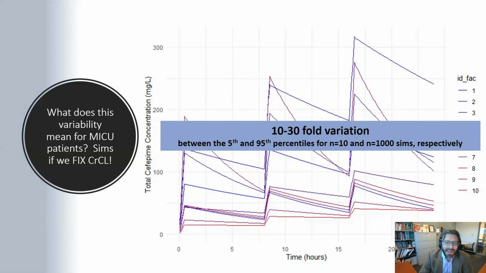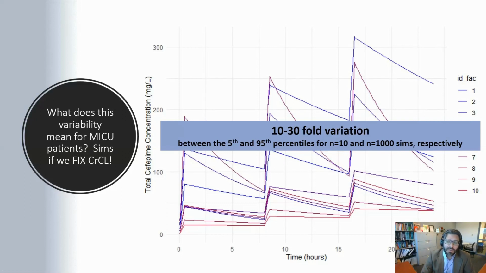And how much different is it? It actually was about 10 to 30-fold variable. So about 10 to 30-fold difference between the 5th and the 95th percentiles for our N of 10 and N of 1,000 sims respectively. So if you only simmed it 10 times, the 5th and the 95th percentiles vary tenfold. And then if you did it 1,000 times to simulate a much larger group, we saw as much as 30-fold variation between those percentiles.